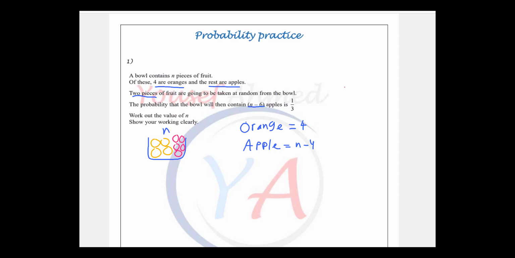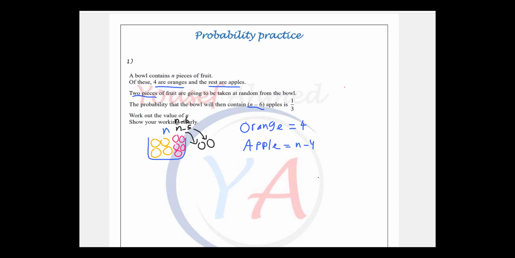So let's see what this sentence means, or how we can benefit from it. It says remaining n minus 6 here. If we have taken 1 apple out, the apples, which were n minus 4, become n minus 5. If you take 1 more out, what would be remaining inside? n minus 6. So it means you have taken 2 apples out of the box, so the probability is 1/3. We didn't take any oranges out.